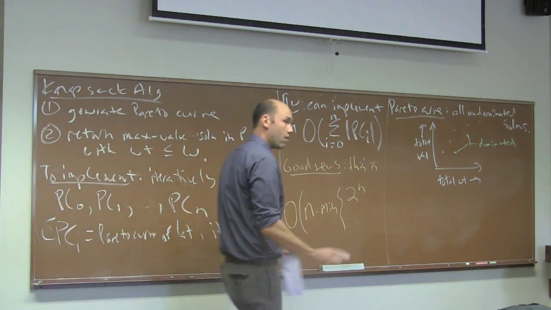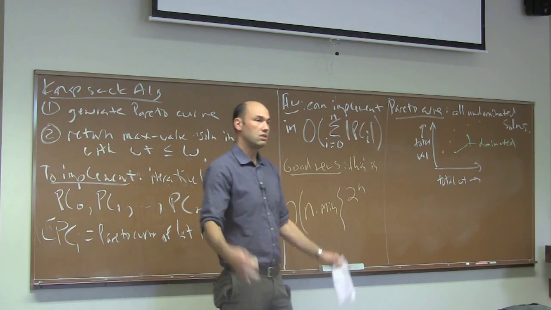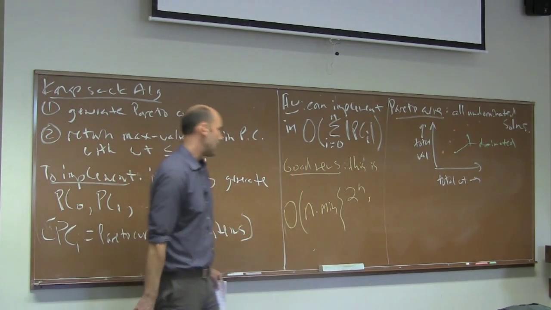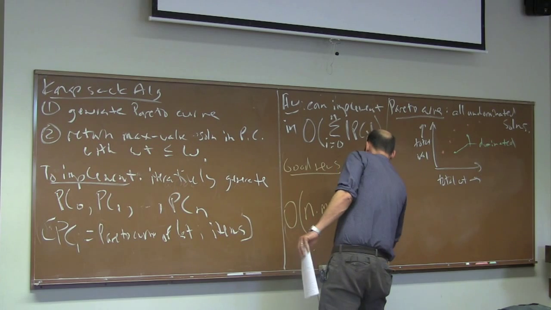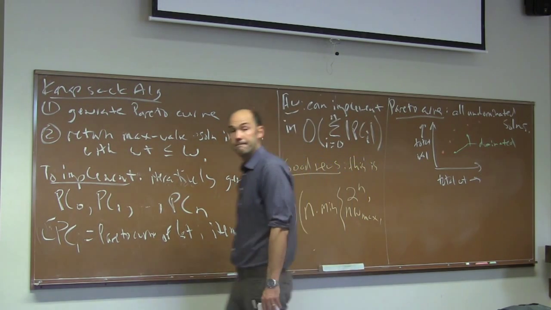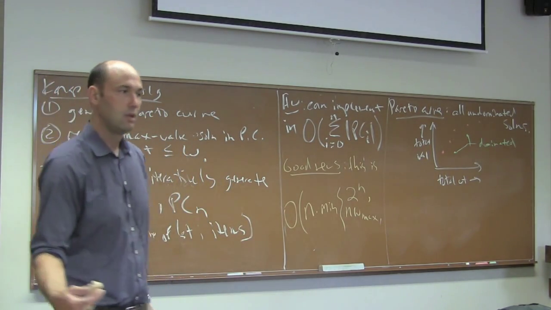So without actually changing the algorithm to make use of this assumption that weights are integers, we can just automatically say that its running time is upper bounded by n times W max. Because again, that's the maximum number of distinct weights you'll ever see of different feasible solutions.